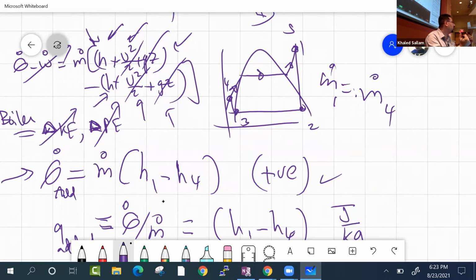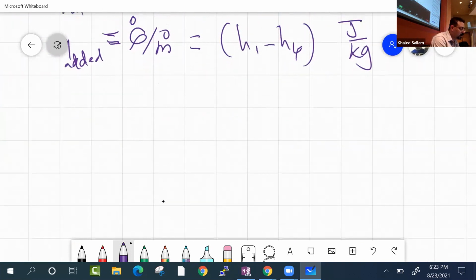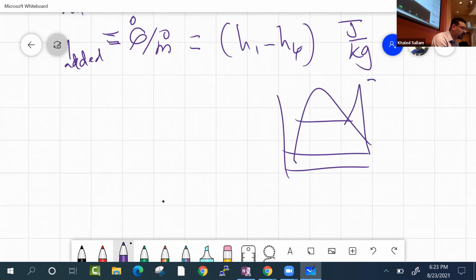Or maybe we are using some of the steam for the glands to keep the air from coming in, maybe you are doing it on purpose. But if it's the same m dot, then we don't have a problem, right? And not surprisingly, when you do the turbine, say 1 to 2, and that's the turbine.